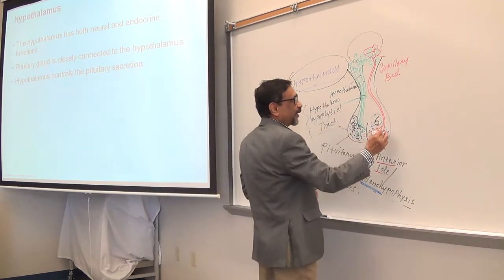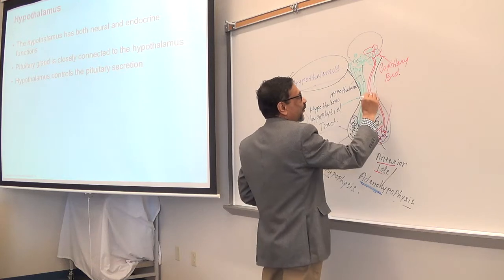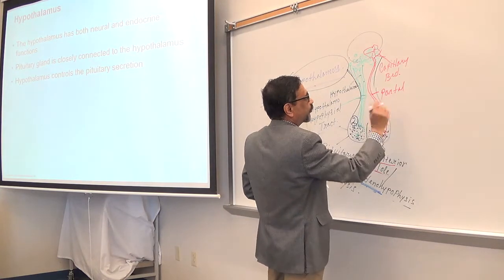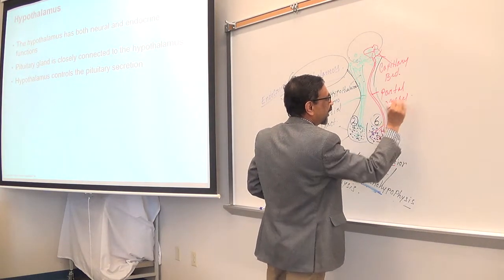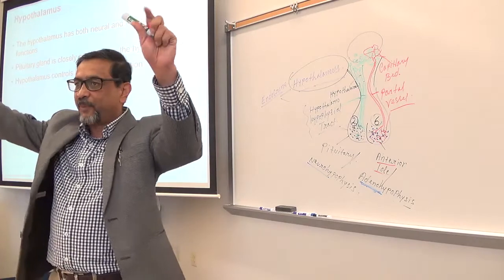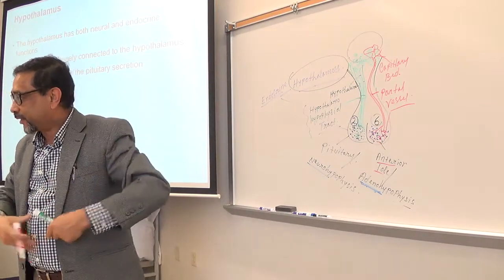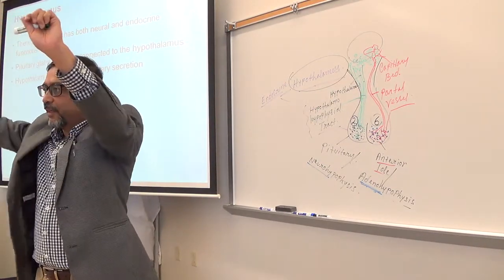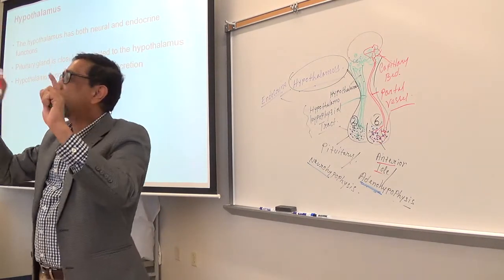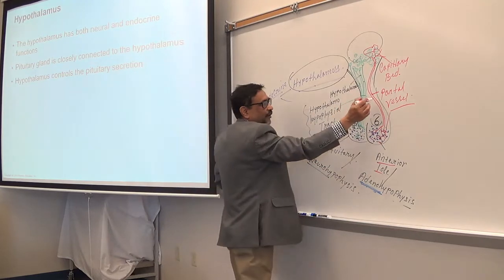So these 2 capillary beds are connected by this blood vessel, and this is called the portal vessel, portal system. In your body, sometimes you will see that 2 capillary beds are connected by a blood vessel. This is one of those. You have other areas where 2 capillary beds are connected by a blood vessel, and in that case, that is called a portal vessel. So this is one example where you have the portal vessel.